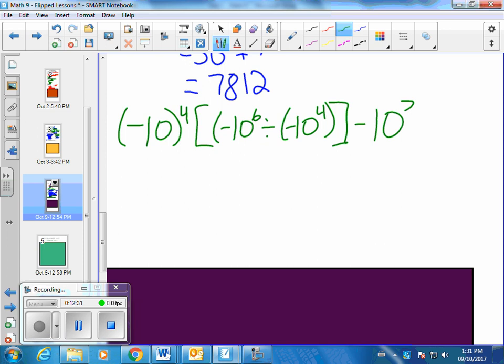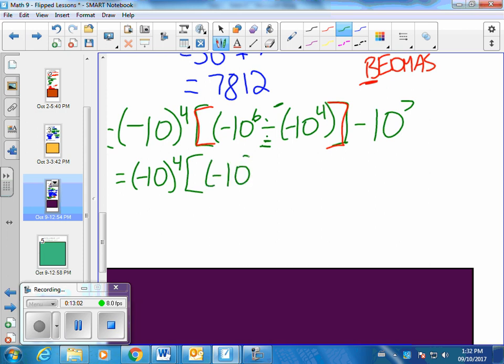So once again, following our order of operations, we're going to start with the brackets. So I'm going to deal with what's going on in there. We know we've got a shortcut we can use, so we're going to rewrite this whole equation, remembering to go step by step. So I've got negative 10 to the 4th times, using my shortcut, 6 minus 4. So in here I now get negative 10 squared minus 10 to the 7th.